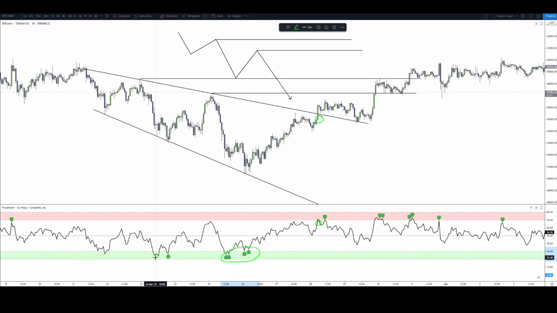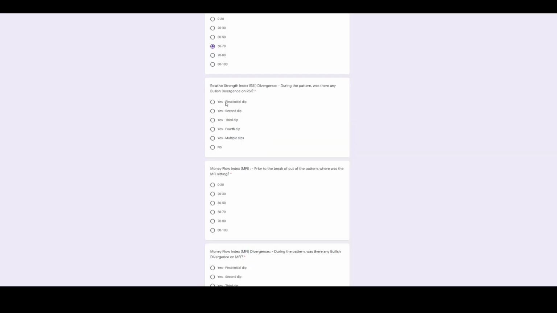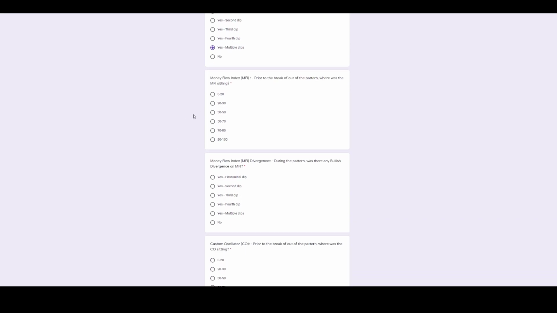Yeah, there was. Right, the second dip and the third dip. Plenty in that third dip, that's what you want to be seeing. That's showing strength, right? So yes, yes, multiple dips. MFI, right? Where was it sitting?